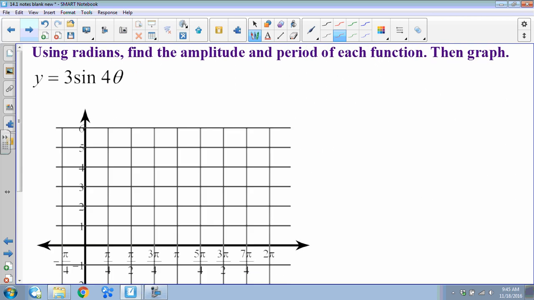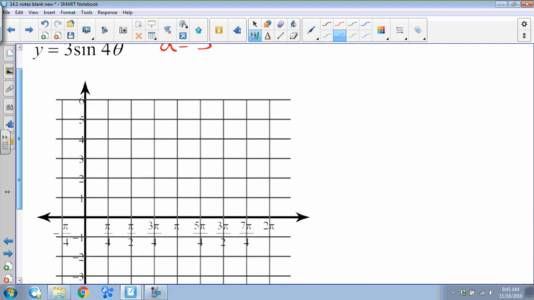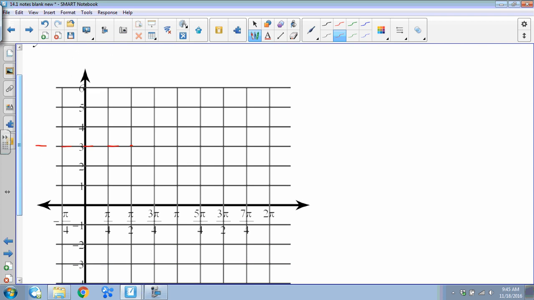Now this one's in radians, so you notice my x-axis, my angles are in radians. Okay? So my amplitude, that's always easy. First of all, is it shifted vertically at all? No, I don't have any plus anything. So that means my midline is going to stay at 0. And then my amplitude is what? My amplitude is 3. So that means my maximum values are 3. And my minimum values are -3.